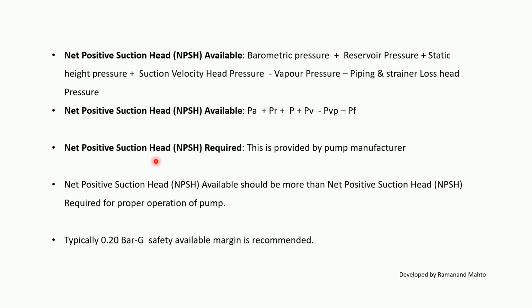However, the net positive suction head NPSH required is provided by the pump manufacturers, and we need to ensure that the NPSH available should be more than NPSH required for proper operation of the pump. Typically, 0.20 bar gauge as a safety margin is considered for sizing of pump as well as the piping for safe operation of the machine.